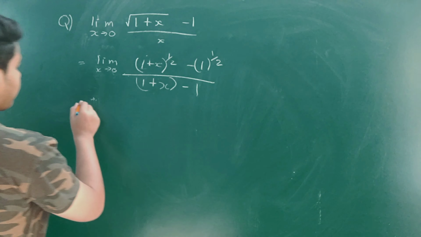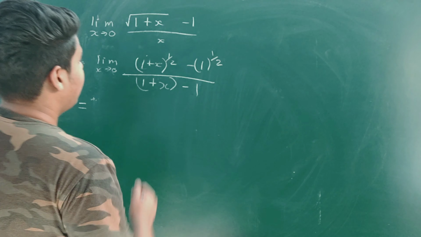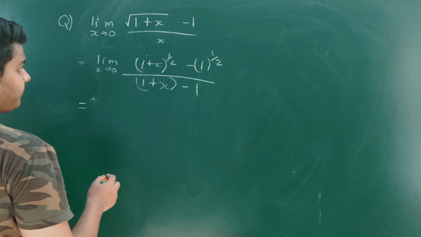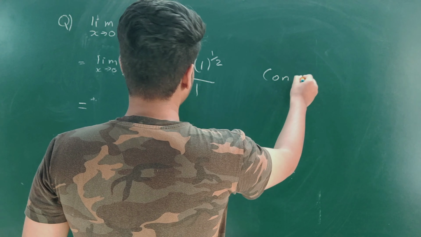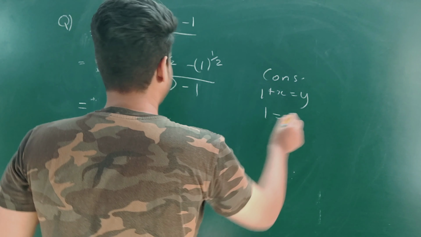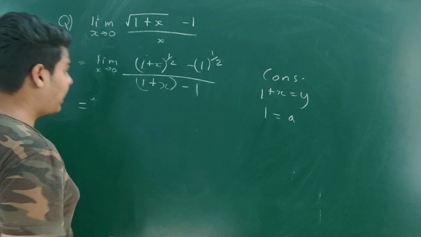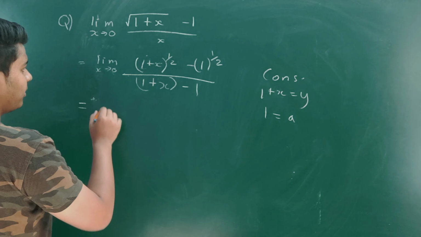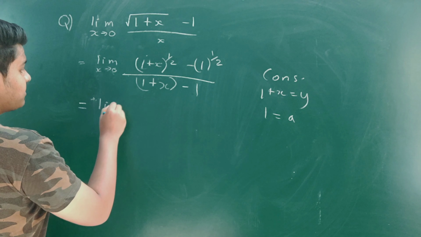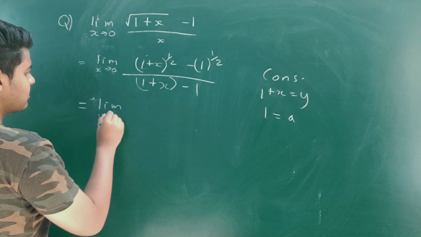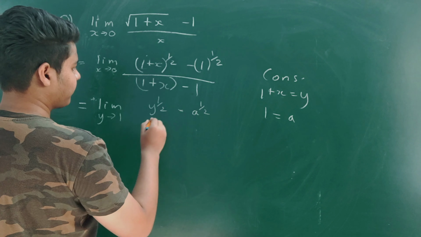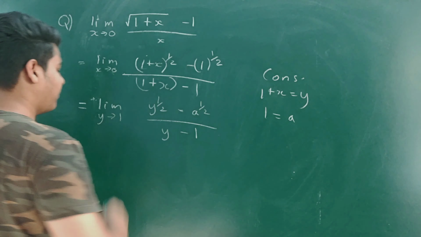So again, if I consider this whole part as y and this whole part as a, let me write it down. Considering 1 plus x equals y and 1 equals a, and let me add the limit: y is tending to 1. That will be much better. Limit y tends to 1, (y to the power 1 by 2 minus a to the power 1 by 2) divided by y minus 1.